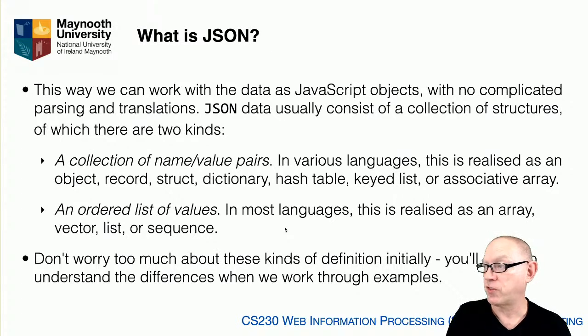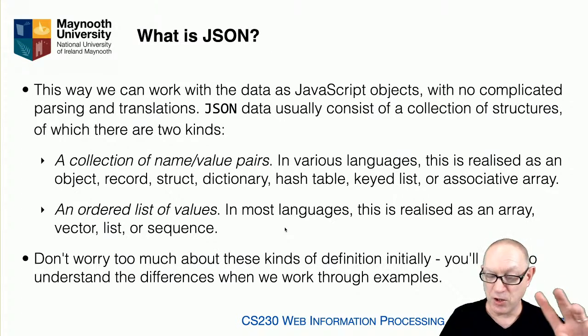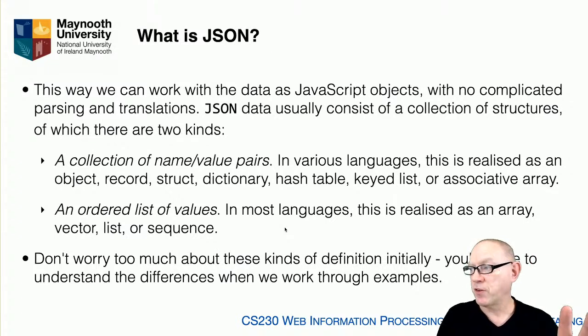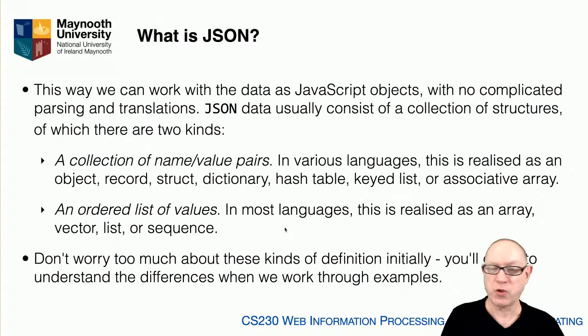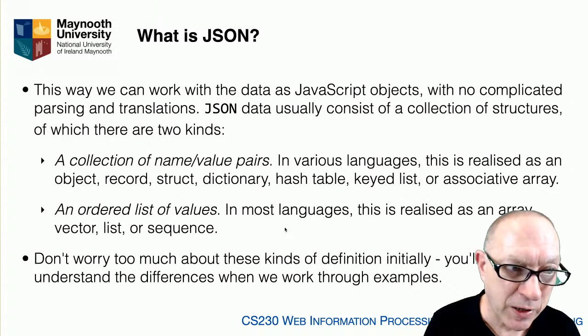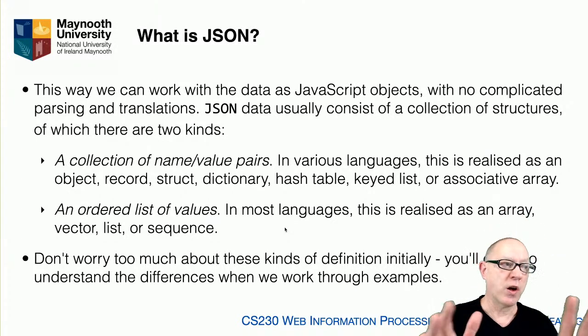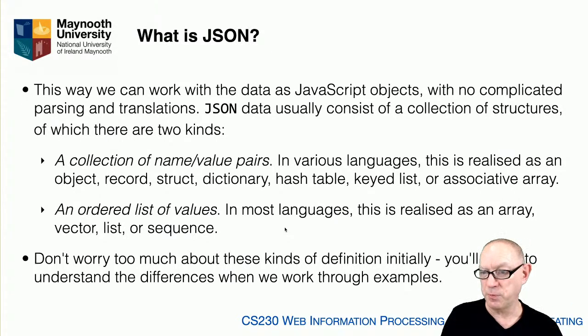And JSON usually consists of a collection of structures. There are two kinds. You have a collection of name value pairs, and this is realized as an object, a record, a struct, a dictionary, a hash table, a keyed list, or an associative array. Depending on your programming experience, you will know what all of those mean and the languages that they refer to. It can also be an ordered list of values, and that's realized as an array, a vector, a list, or a sequence. Again, depending on your programming experience, you will know some or all of these. But don't worry about the different kinds of definitions initially. You'll come to understand them when we work through these.